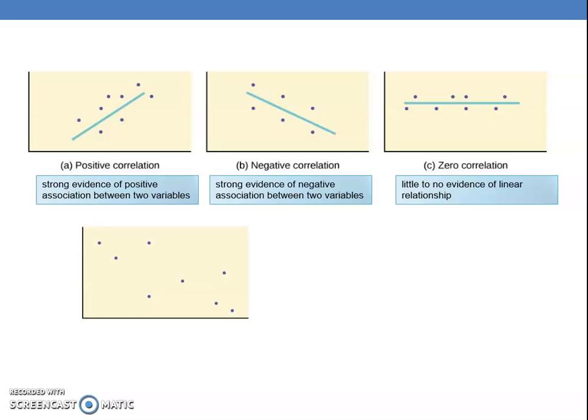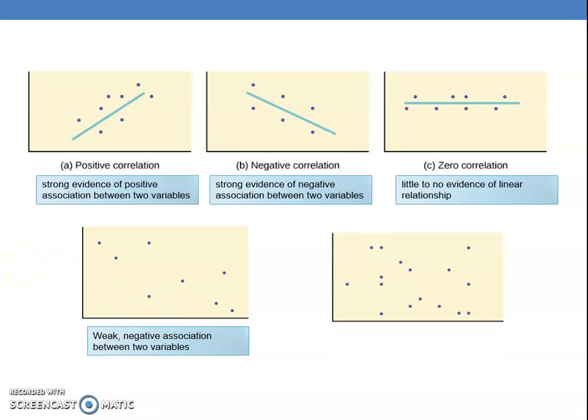Now, if you take a look at this one right here, the points are sparse, meaning they are not crumpled together, or they are all over the place. So in this example, we say there's a weak negative association between the two variables. And why is it negative? Because if I were to draw a line that best fits my points, it will be going down.